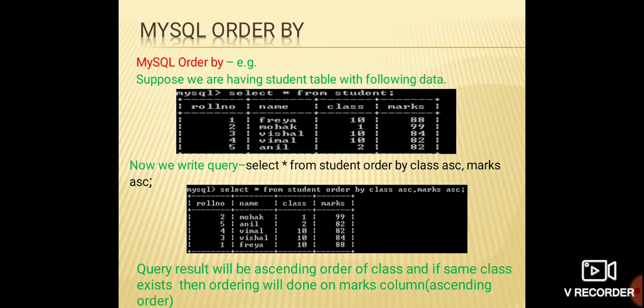You can see, like class, I am mentioning it according to ascending order. I want to show both in class also, in marks also.